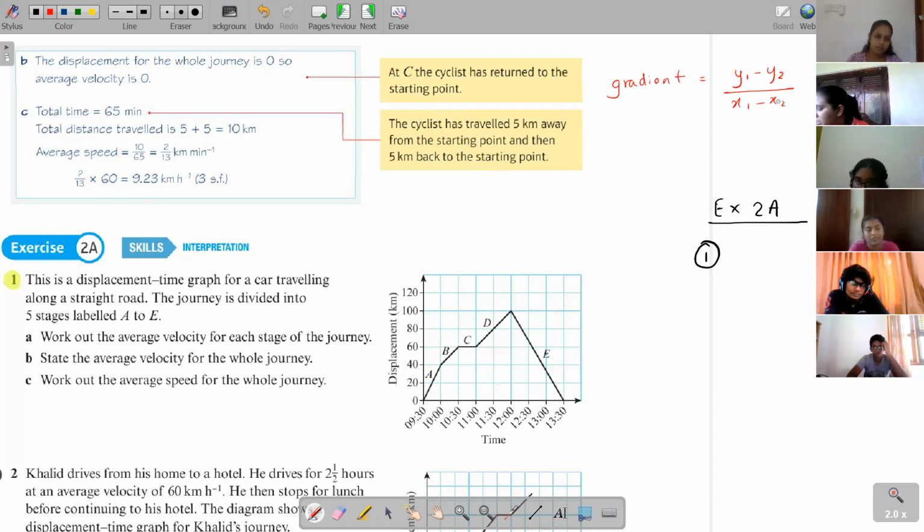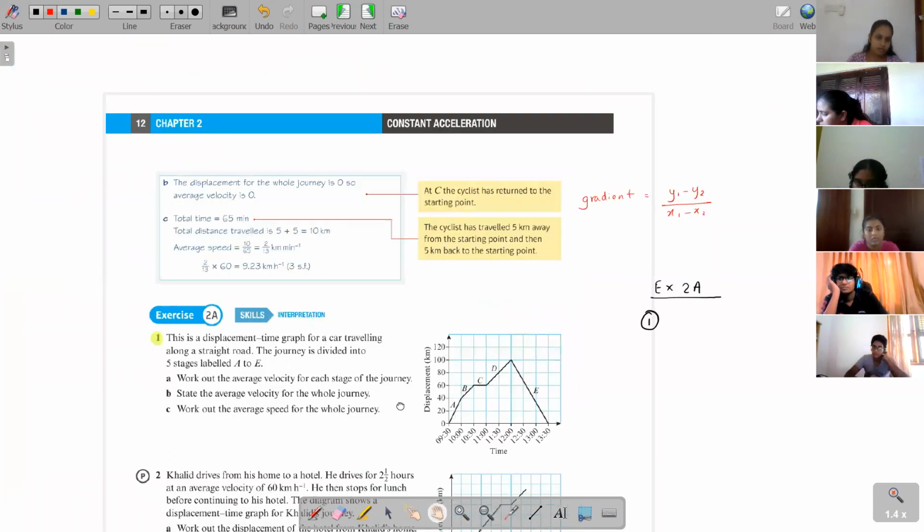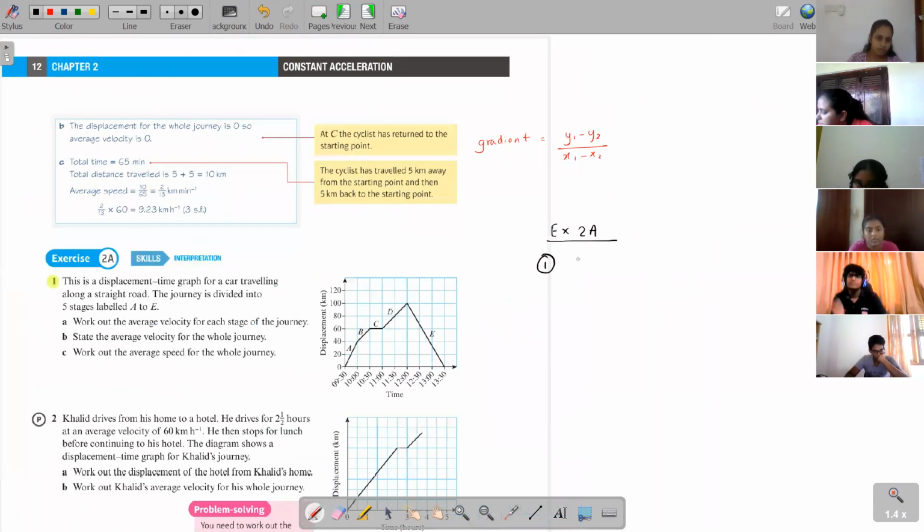Yeah, so we'll do it that way. I think that is easy. Okay, so they are saying here, work out the average velocity for each stage of the journey. So let's get it done. Stage A, I'll make it a little bit smaller. Let's get the stage A velocity.